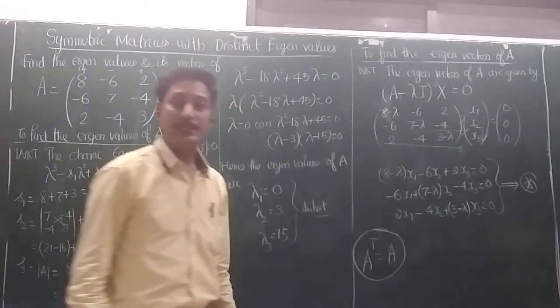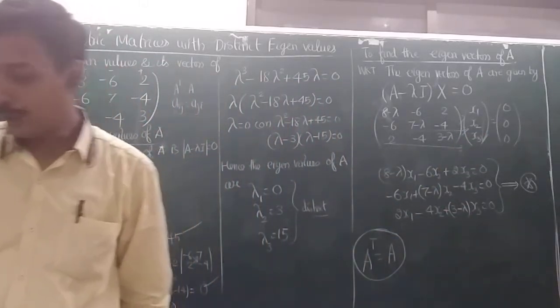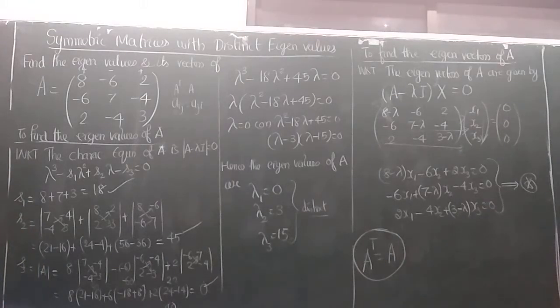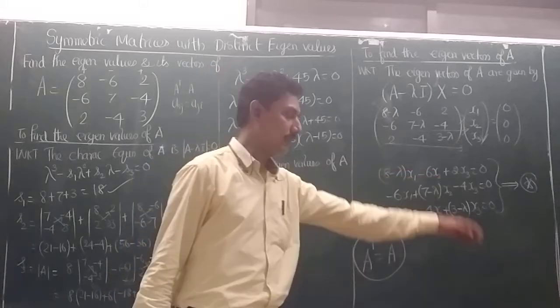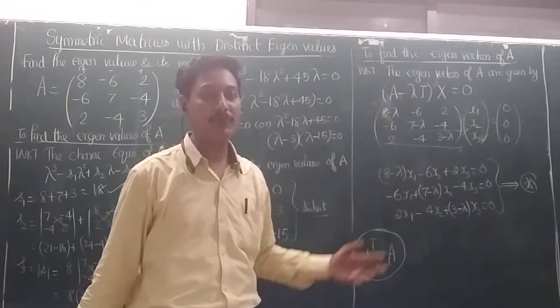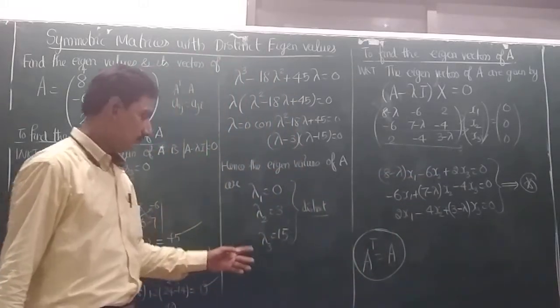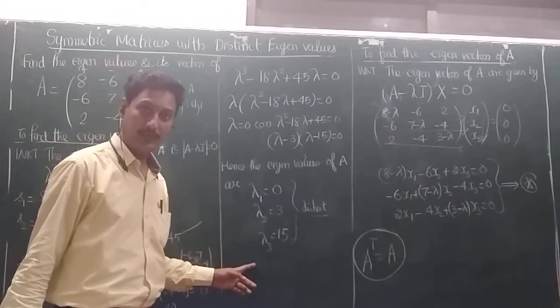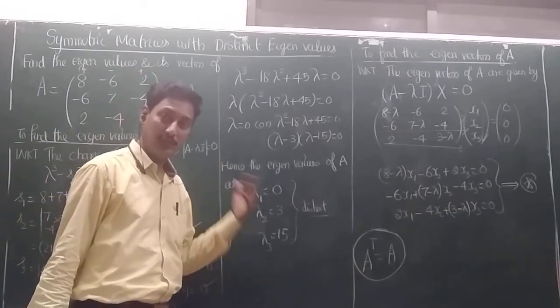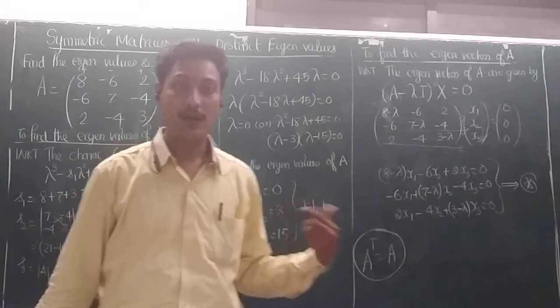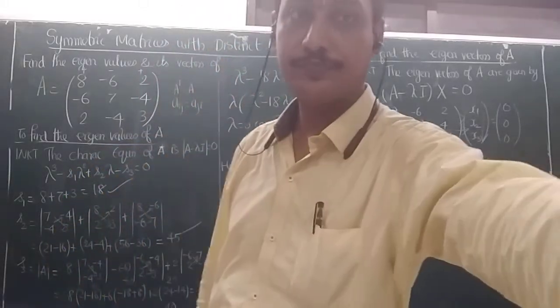So this is my system of equations in terms of x1, x2, x3. Our ultimate aim is to get x1, x2, x3 for the various values of lambda. What are the various values? 0, 3 and 15. Let us substitute lambda equal to 0, 3, 15 and find the eigenvectors. Okay.